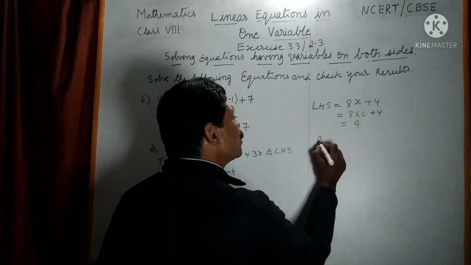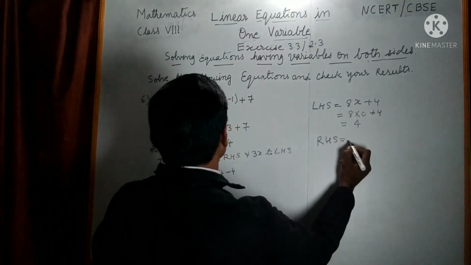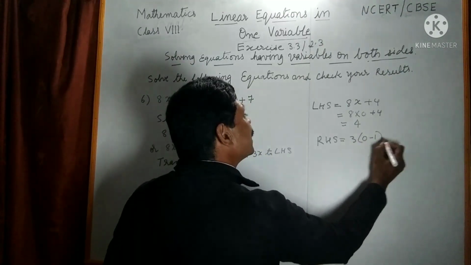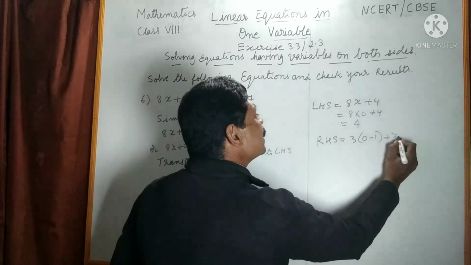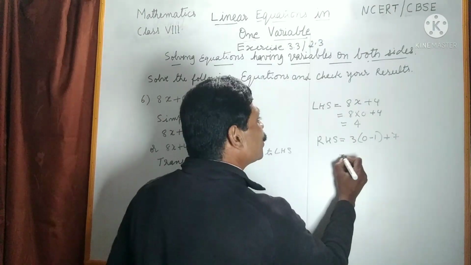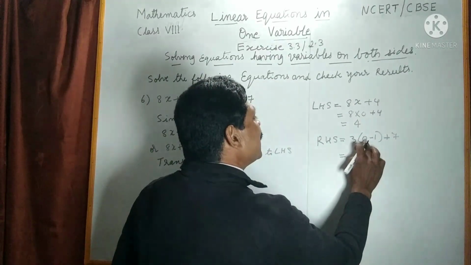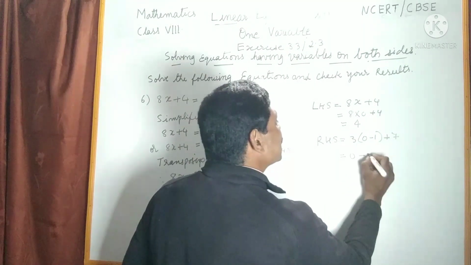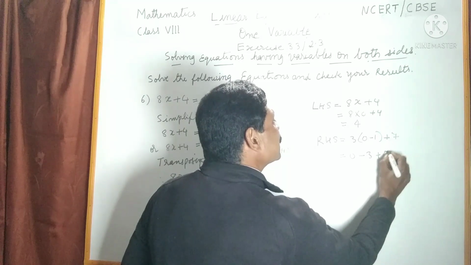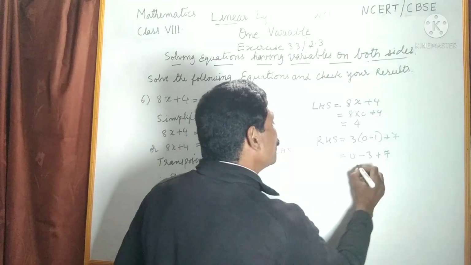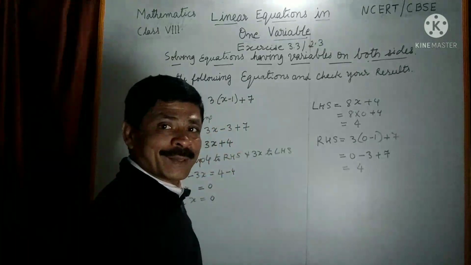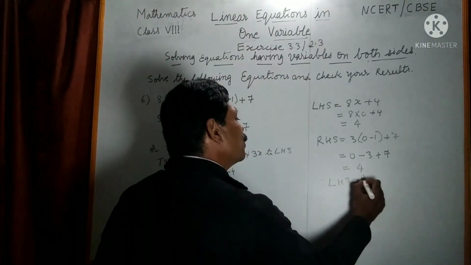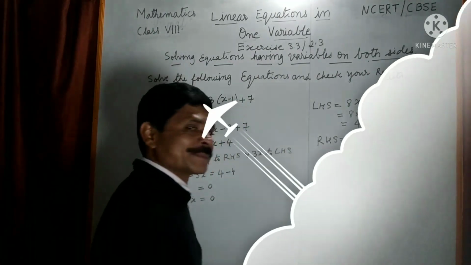And RHS is equal to 3 into 0 minus 1 plus 7. This is equal to 3 into 0 is 0, 3 into minus 1 is minus 3 plus 7. This is equal to 4. Therefore, LHS is equal to RHS.